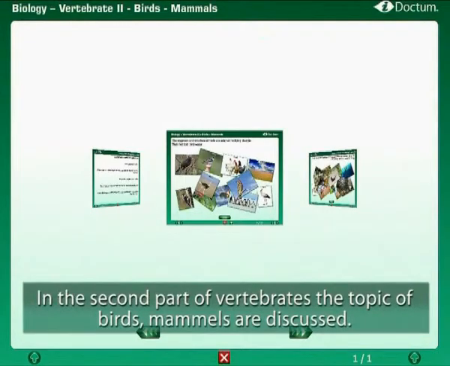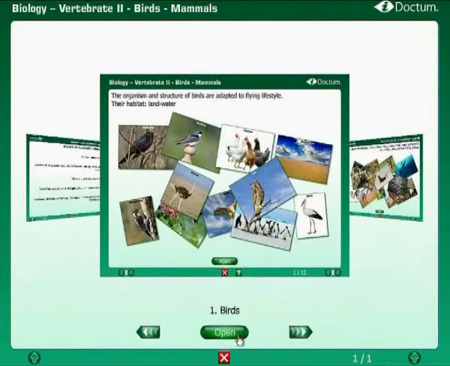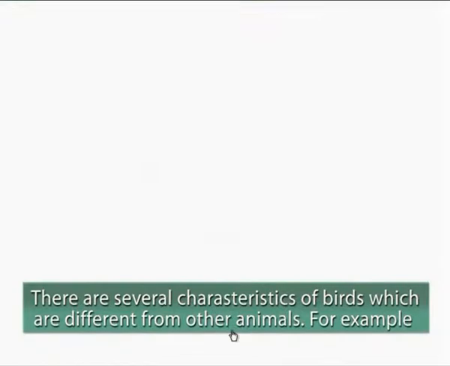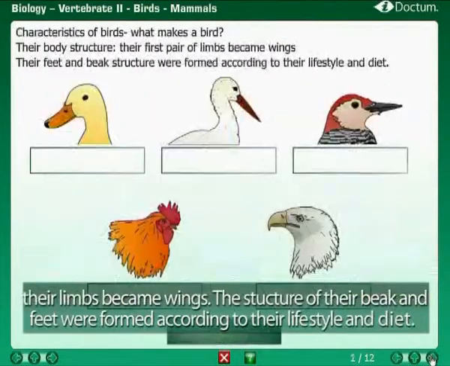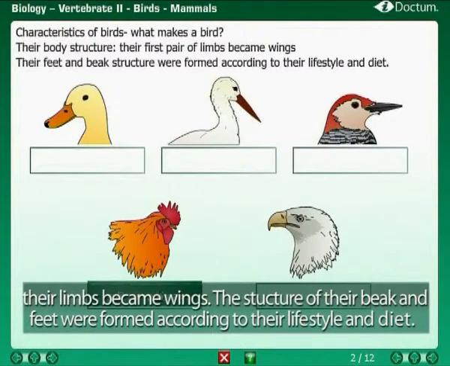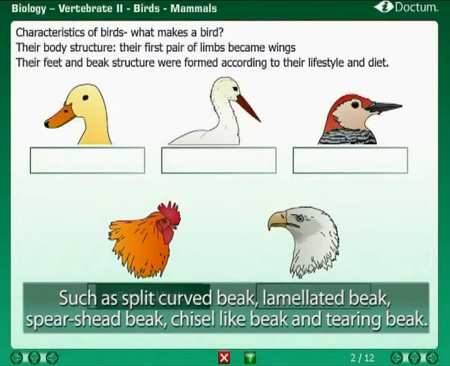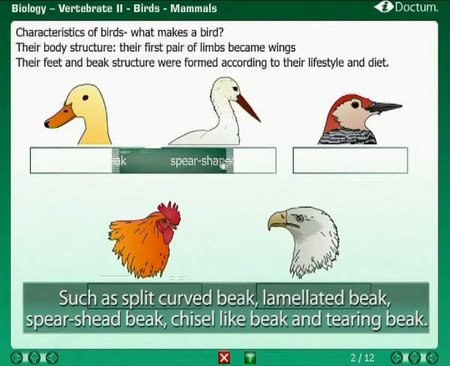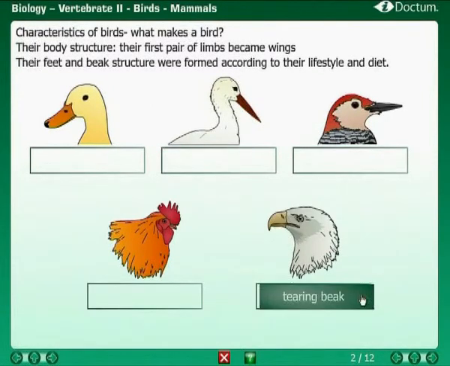The second part of vertebrates discusses the topic of birds and mammals. There are several characteristics of birds which are different from other animals. For example, their limbs became wings. The structure of their beak and feet were formed according to their lifestyle and diet. We can show the different types of beaks to students, such as the split-curved beak, the lamellated beak, spear-shaped beak, chisel-like beak and tearing beak.